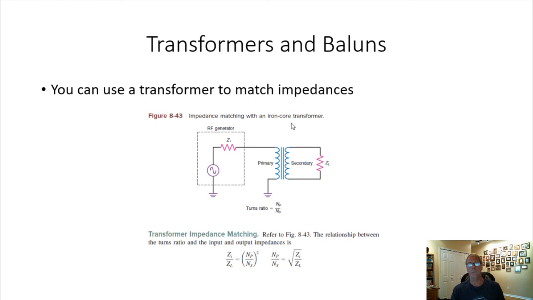Usually there's more taps on here. There's two or three secondaries. So if you have a primary and then three secondaries, that's a three-way splitter. This formula is used for that. Okay, this is most likely 75 ohms on the input.